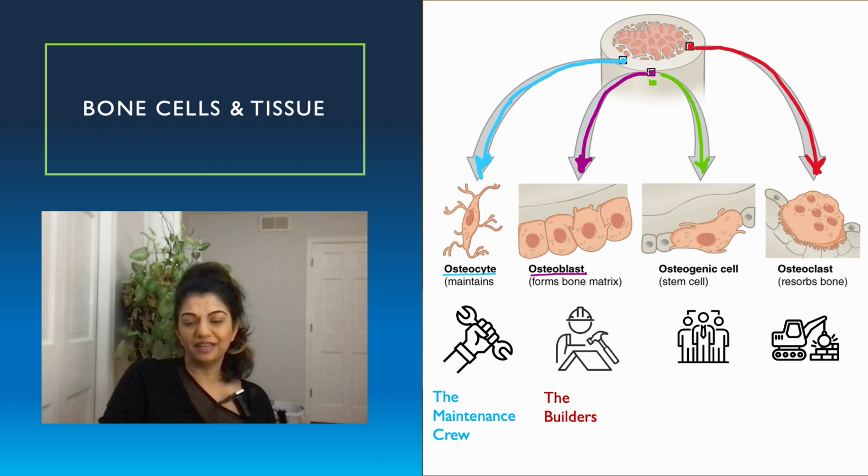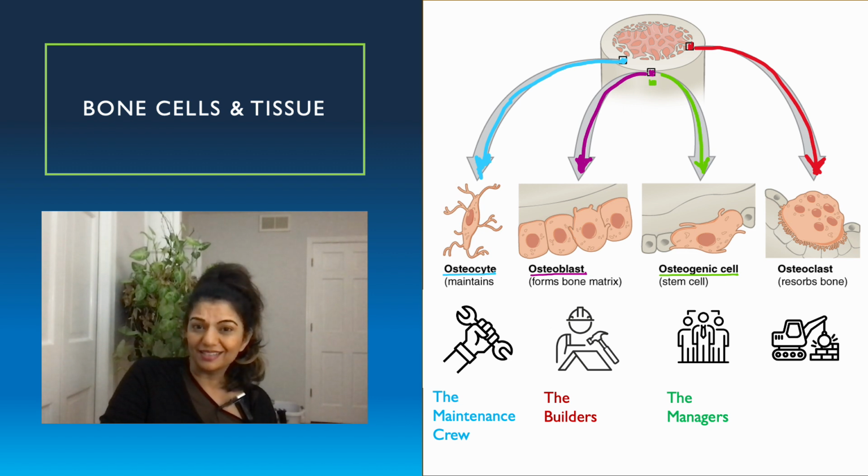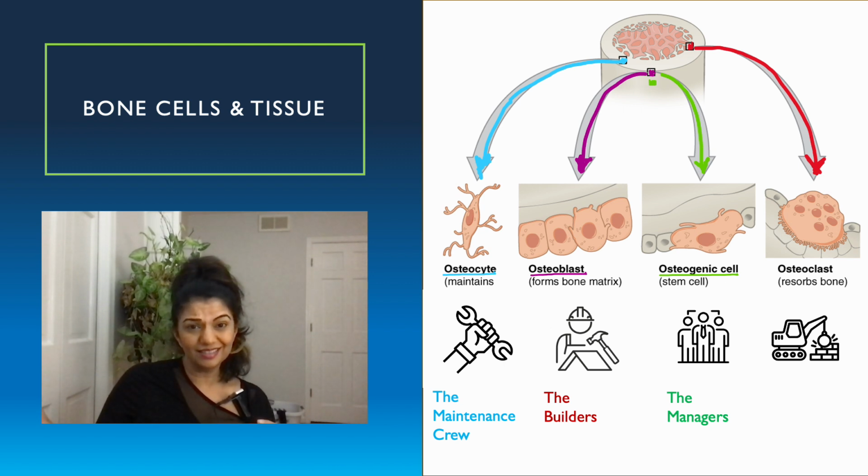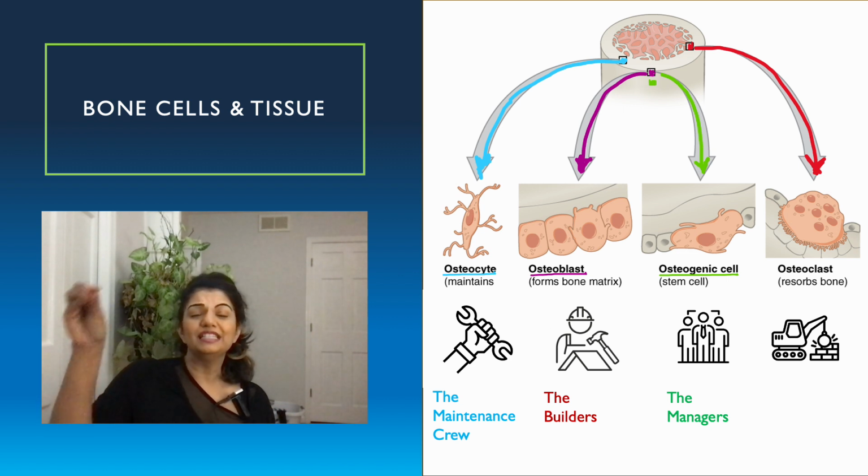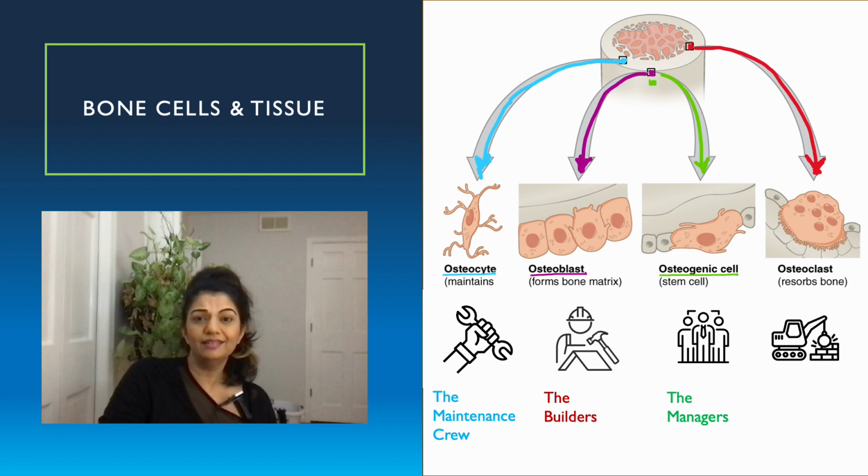Okay, the third one is osteogenic cells, which is the green arrow that you see here. These are what I refer to as the managers. These are stem cells, and they can divide. They decide whether we need more builders, osteoblasts, or not. They're going to be found deep in the periosteum and in the marrow. They are the only bone cells that are capable of dividing, mitosis. So remember that.